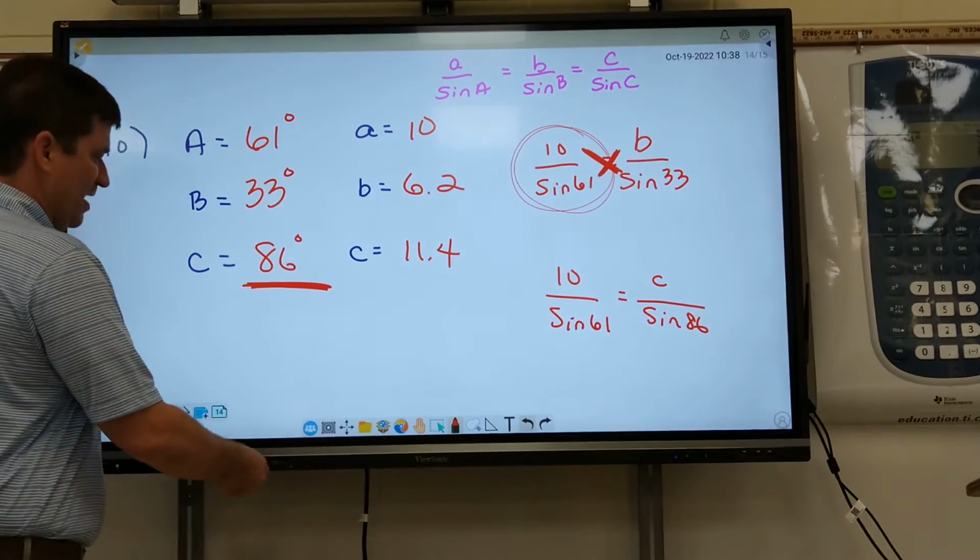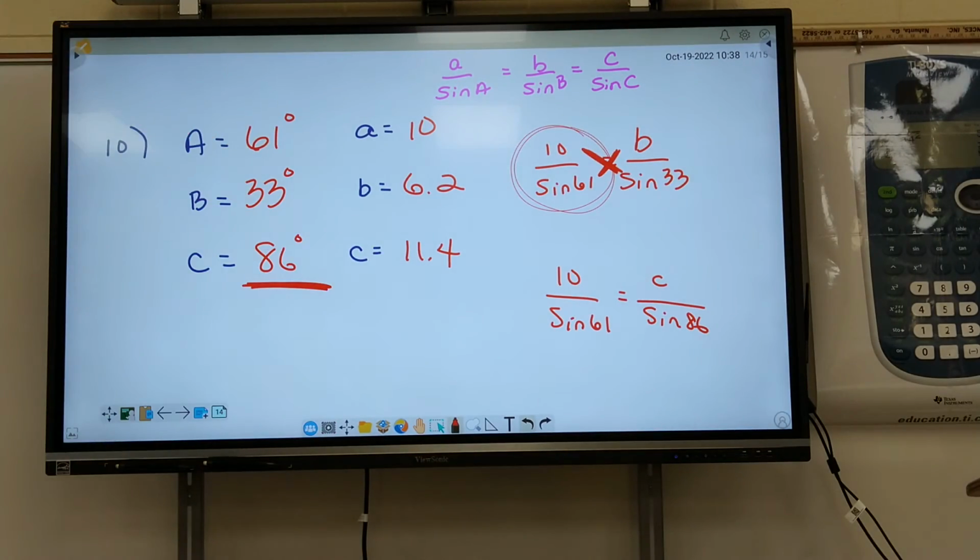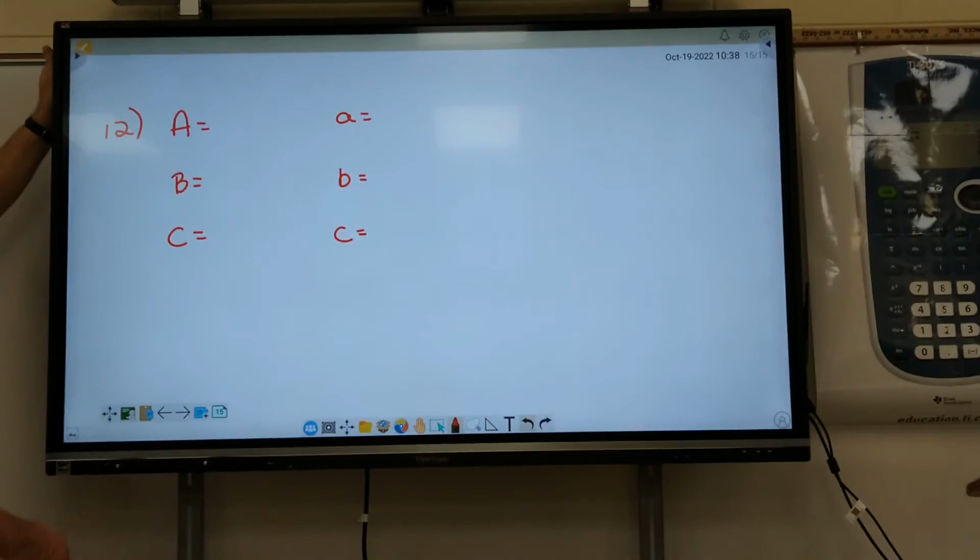All right, on 10 and 11, you do them the same way. That's what you do on 10 and 11. Let's go to 12, and then I can sit down and let y'all finish this up.